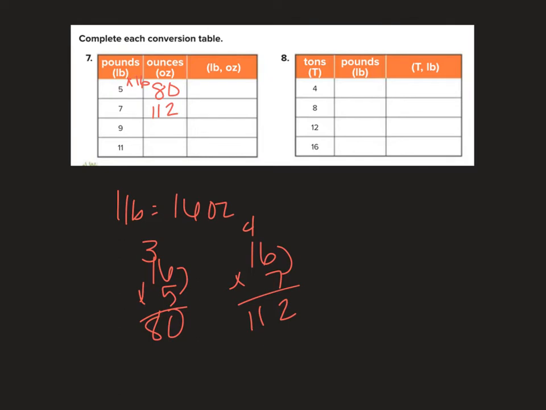112. All right, and the next one is 9. 16 times 9: 6 times 9 is 54, 9 times 1 is 9, plus 5 more is 14. 144. And 16 times 11.